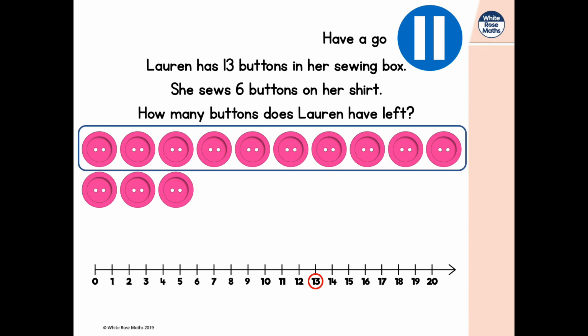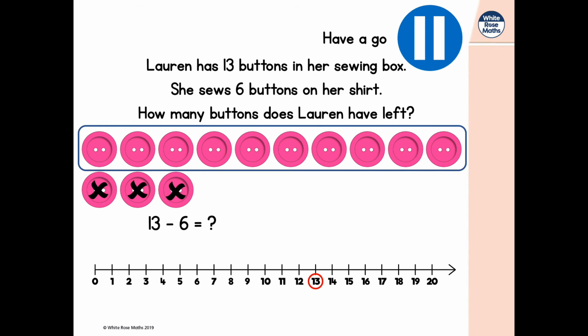What are we going to do to solve this? Well, we need to think about 13, take away 6. That will tell us how many buttons Lauren has left. First things first, let's begin to cross them off. We have to cross off 6. Let's begin. 1, 2, 3. And just like with Ron's plums, we're going to show this as one jump on our number line.